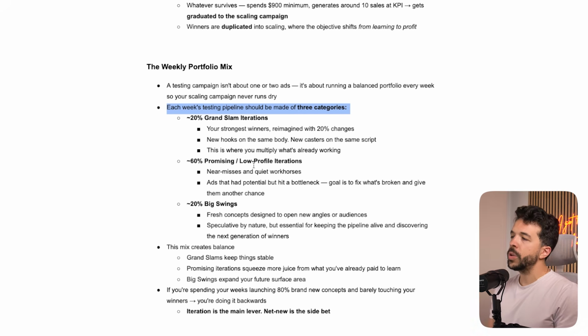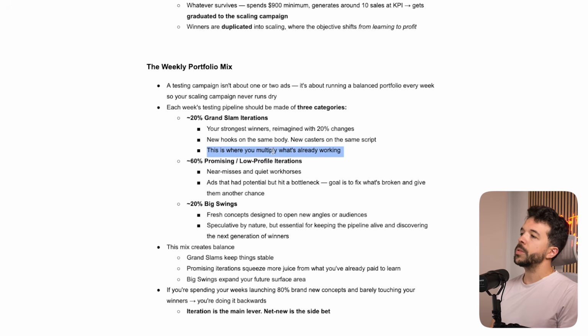So 20% Grand Slam iterations. Your strongest winners reimagined with 20% of changes: new hooks on the same body, new cast on the same script. This is where you multiply what's already working. As simple as that.